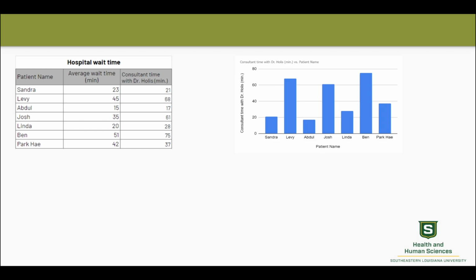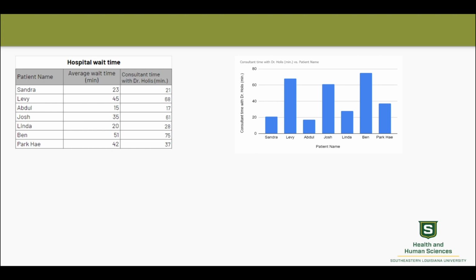So this is another illustration of a data set. It's looking at hospital wait time, but it's also looking at how long a patient then sees a consultant after they have done all of this waiting. We can see that Sandra spends 23 minutes waiting to see Dr. Hollis, and then spends 21 minutes with Dr. Hollis. So we can represent this data in a graph.